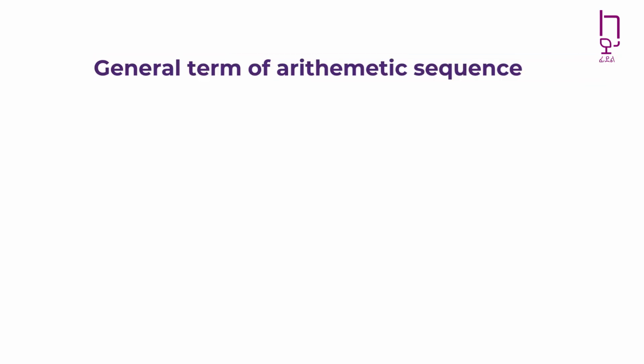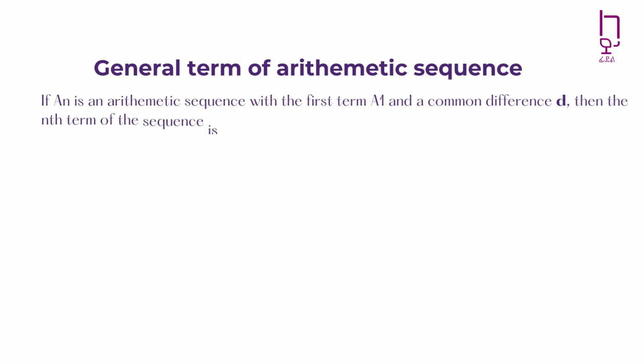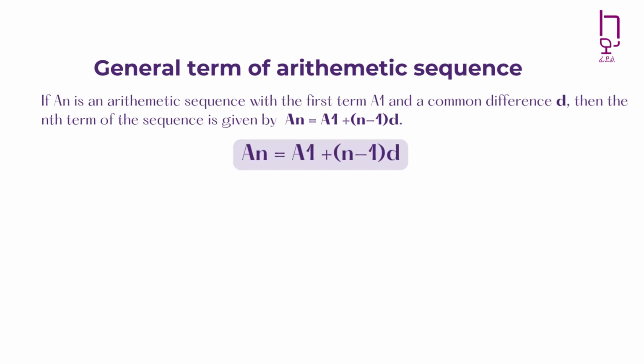Okay, in an arithmetic sequence, as said before, there is a common difference that is called d. In the previous example the common difference is 3. But to find the nth term, the general term, you just apply this formula: an equals a1 plus (n minus 1) times d. an is the term we want, a1 is the first term, n is the term number. If it is the 100th term, n is 100. And d is the common difference.